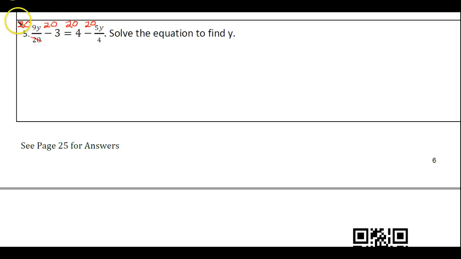So these cancel out. Here, nothing cancels out. Here, 4 goes into there once. Here, 4 goes into there 5 times. Okay, so now we rewrite it. 9y minus 60 equals 80 minus, no, it's a minus 5 times 5y, a minus 25y.